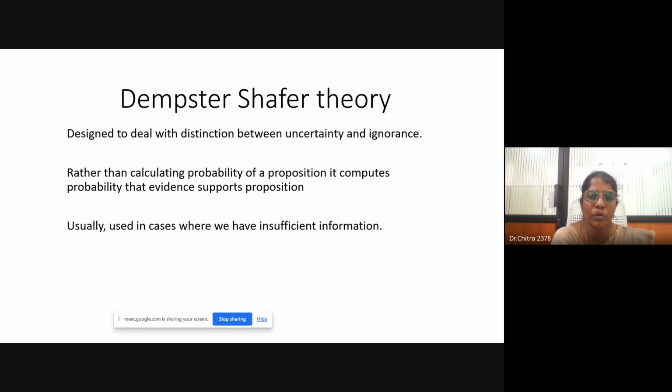Rather than calculating the probability of a proposition, it computes the probability that the evidence supports the proposition. It takes the supporting propositions also. Where we have insufficient information about the belief, we go for this. That is, what all the combinations are. Suppose a person is affected with flu, what are the possibilities? He may have cough, or he may sometimes have sneezing. Which one has the higher priority? You will identify that using this Dempster Shafer theory.